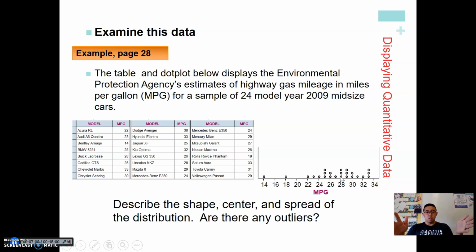It's skewed to the left. The spread is the range of the data. So 14 to 33, right? And 33 minus 14 is 19. So the range is 19 miles per gallon, and there might be an outlier at 14 and 18. That is your SOCS. Shape, center, spread, outlier.